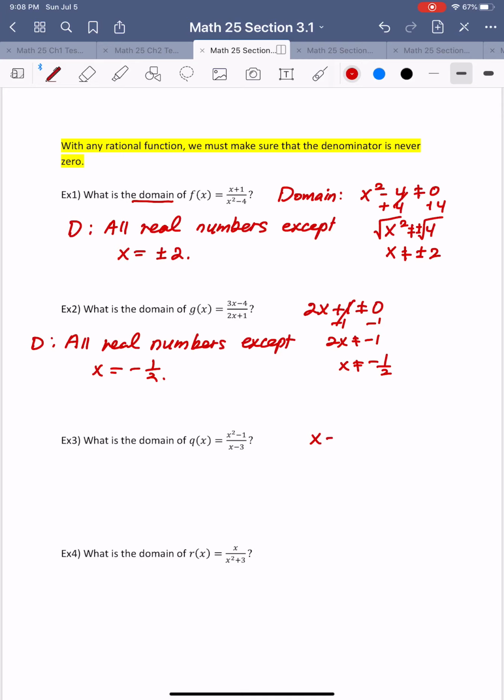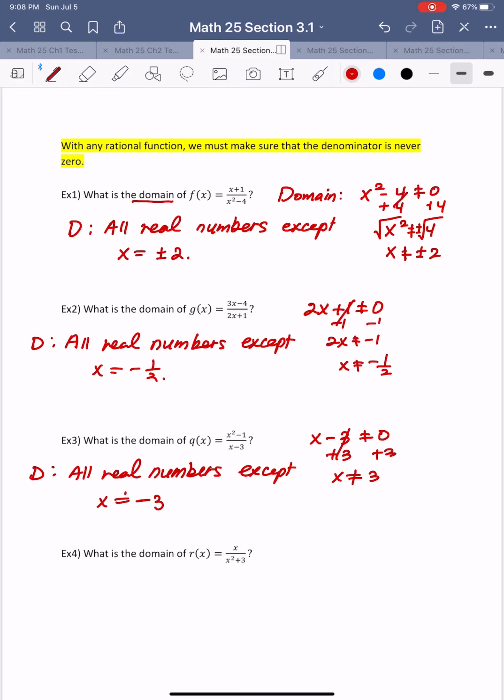We have to say x minus 3 is not equal to 0, right? So x is not equal to 3. So all real numbers except x equal to negative 3. So all terms are fine except the negative 3, because negative 3 makes an undefined case.